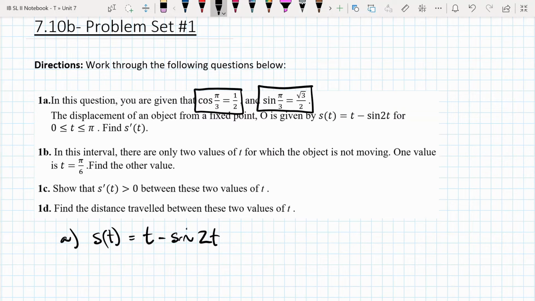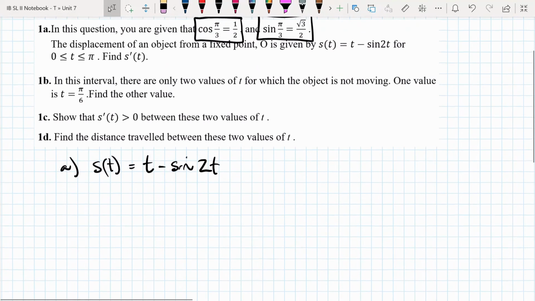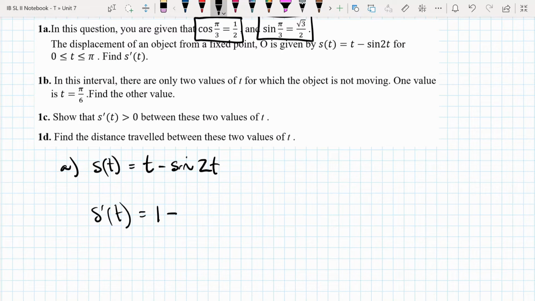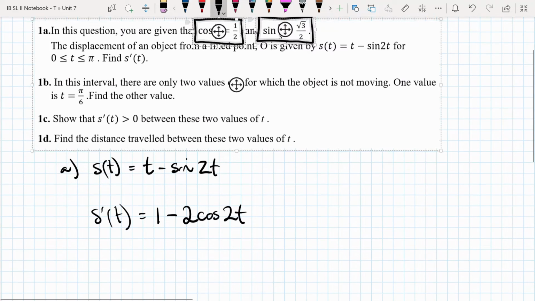Okay, not too bad. We're just going to find the derivative of this. We don't have to plug anything in. So S prime of t is equal to the derivative of t, 1, minus the derivative of sine of 2t. Because of the chain rule, the 2 will come out, and the derivative of sine is just cosine. So this is the value of the derivative. So that's the answer for 1a.